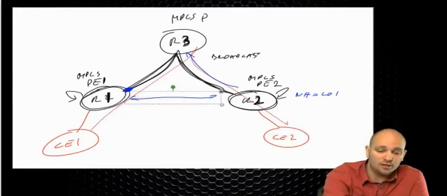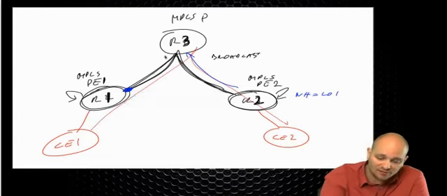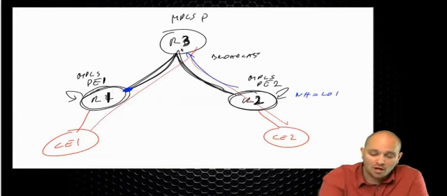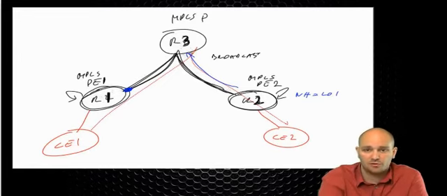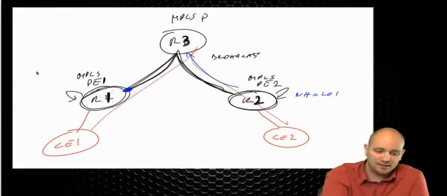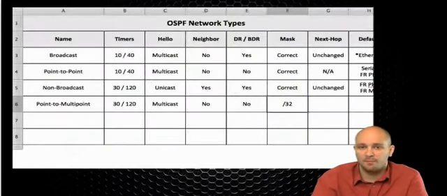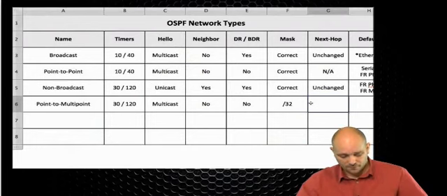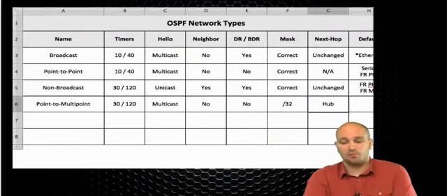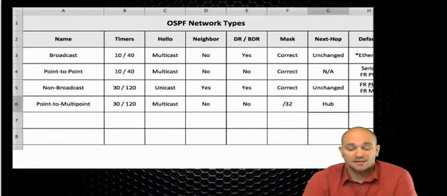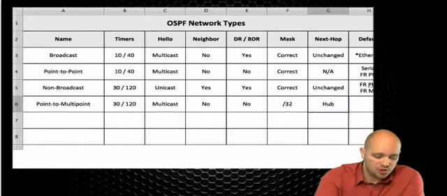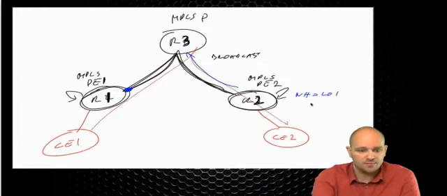What we need to do is somehow send the traffic for R1 to R3, telling R3 that this is the traffic that needs to be sent to R1 using a label. Now, to do that, we need to use the point-to-multipoint network type, because in point-to-multipoint the next hop will actually change, and this will solve this problem for us.